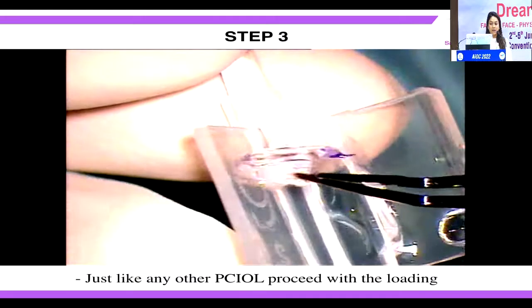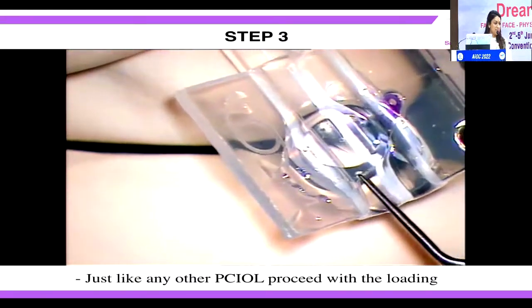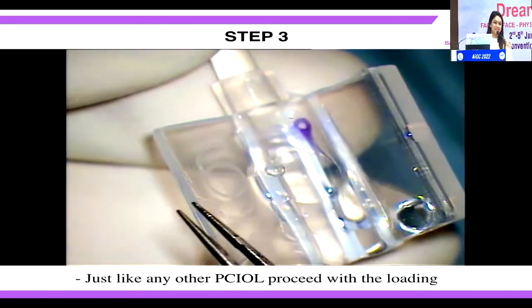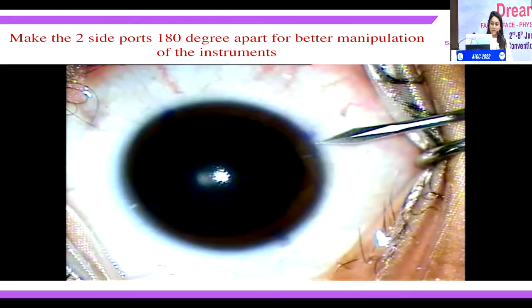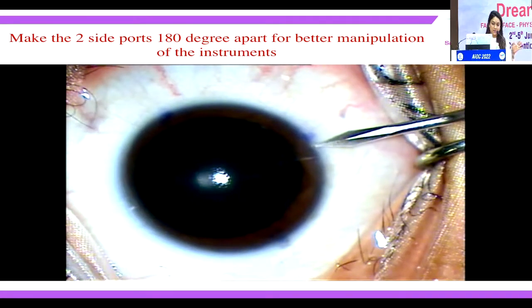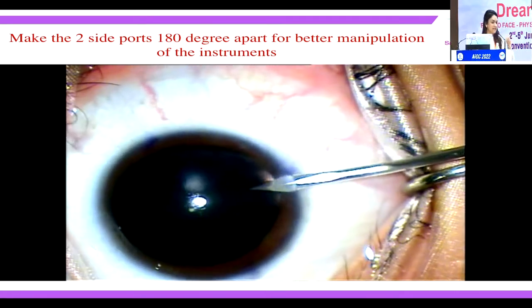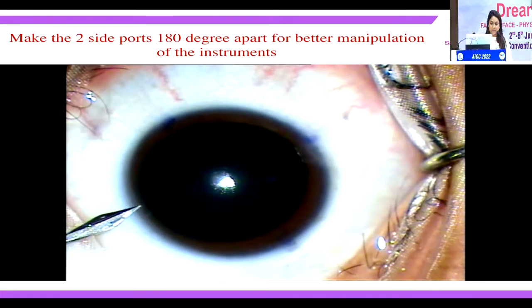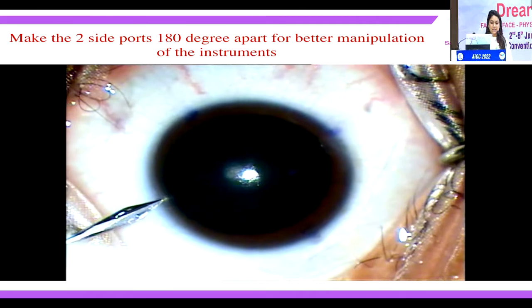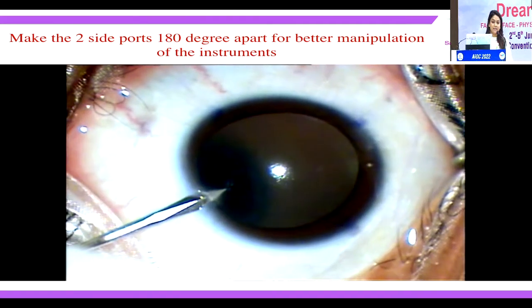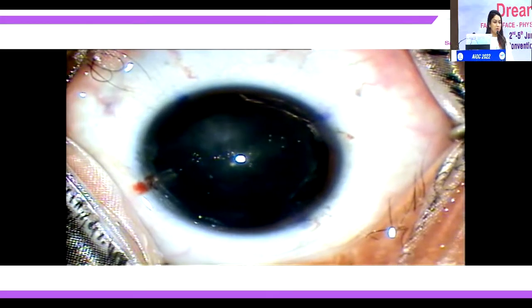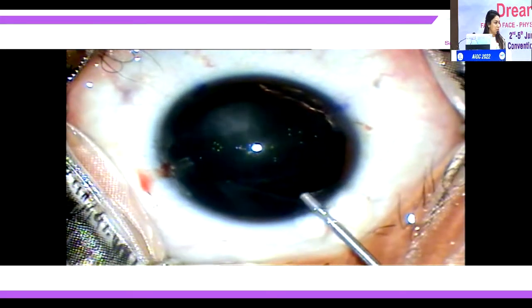Step 3, just like any PCIOL, like I said, plate haptic, you go ahead loading the lens. The most simplest phakic IOL to load is IPCL. Coming to the surgery, of course, doing painting, cleaning, draping, explaining the patient, putting good anesthesia drops. Important for this is, we need to take 2 side ports 180 degree apart, because this is very convenient for maneuvering. Main port, we've discussed in details how to do it.